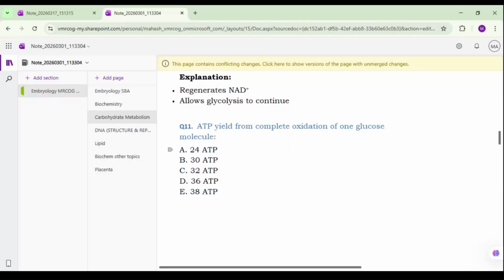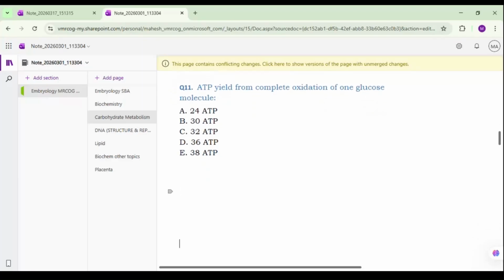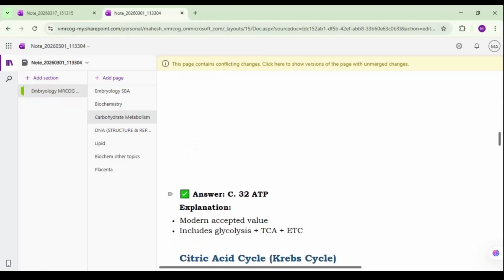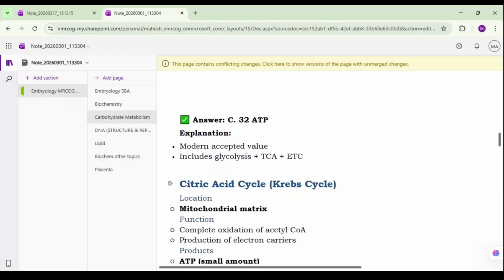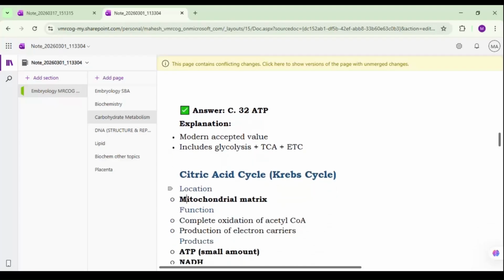Next. ATP yield from complete oxidation of one glucose molecule is option C, 32 ATP. Correct. As per the recent calculation, it is 32 ATP. The modern accepted value is 32. It includes glycolysis plus TCA plus electron transport chain. So that finishes glycolysis.